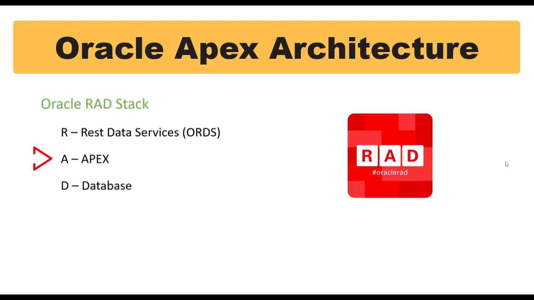The second one is A for Apex. It is a low-code platform, which we are going to learn about in the further lectures. And finally, D is the database, which is integrated with Oracle Apex and manages the backend part.